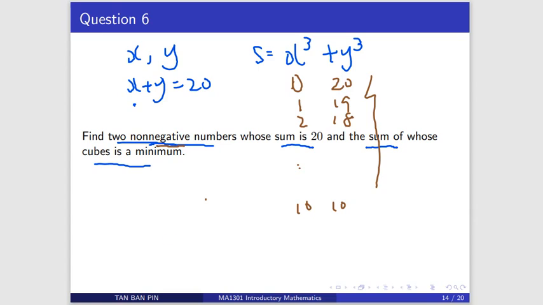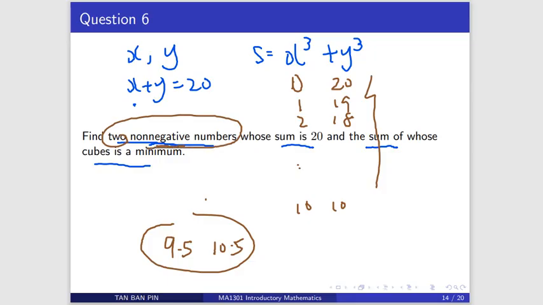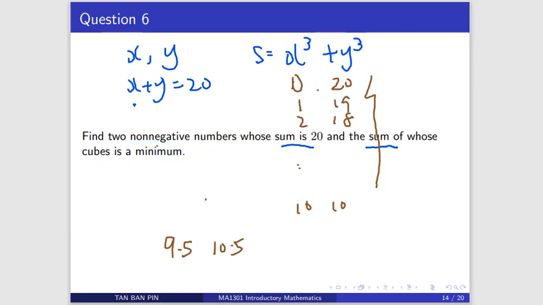It might happen in some question that maybe 9.5 and 10.5 can give you a minimum answer. Because the question did not say the two numbers are integers, you cannot just do trial and error by considering all the integers only. So we have to use differentiation, and then eventually you realize that in this case it is 10, 10. That means you choose two numbers of the same size, and the sum of cubes is the smallest.